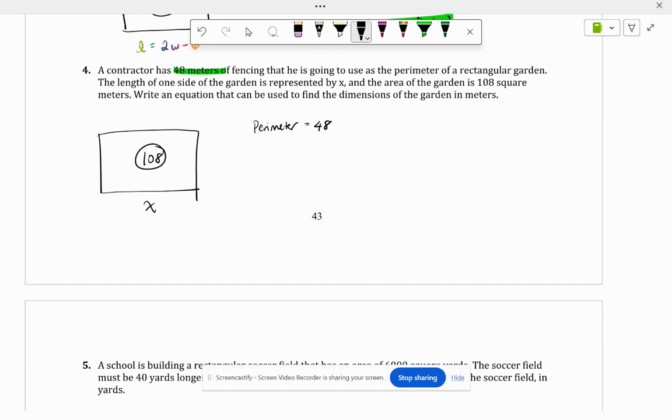This is very sneaky because it doesn't tell me what the width is going to be, right? It just has length of X. The width is unknown. But we do know that 2W plus 2X equals 48 because they gave me the perimeter. So what I'm going to want to do is rewrite this W here in terms of X, so that way I only have one variable. All right, great. Now I have this in terms of one variable. I'm good.